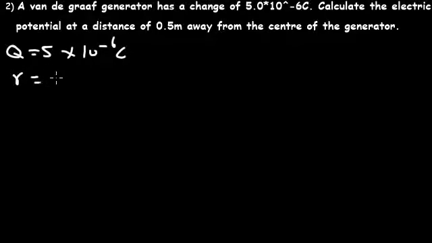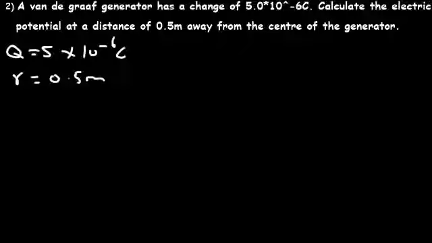A Van de Graaff generator has a charge of 5.0 times 10 to the power of negative 6. Okay, this should be charge, not change. Calculate the electric potential at a distance of 0.5 meter away from the center of the generator. So what do we have? We have a quantity of charge Q to be 5 times 10 to the power of negative 6 coulombs. Excellent. Then we have the distance r to be 0.5 meter.